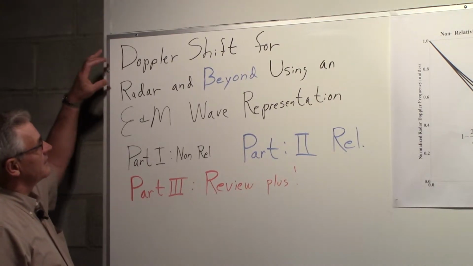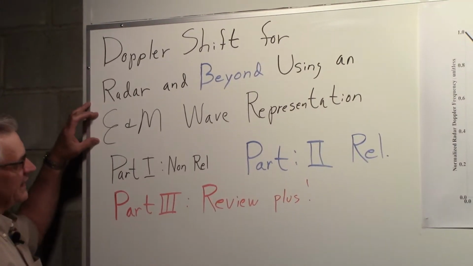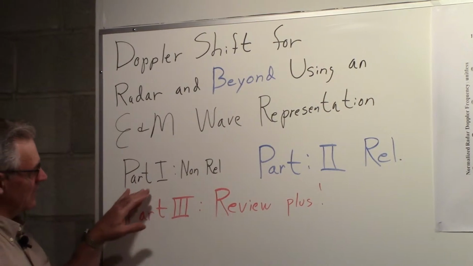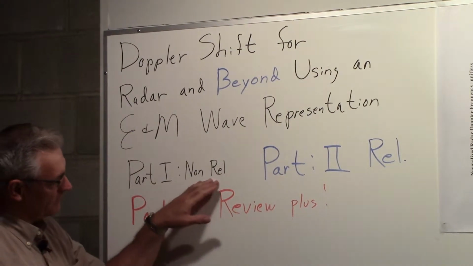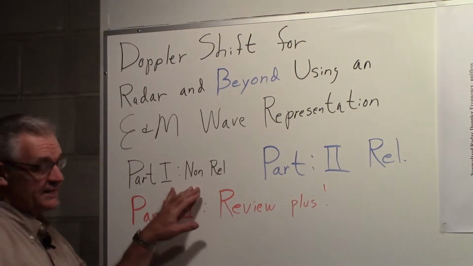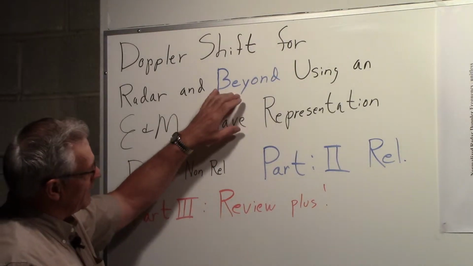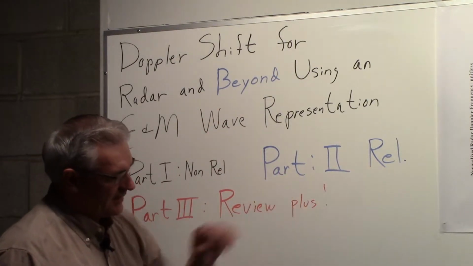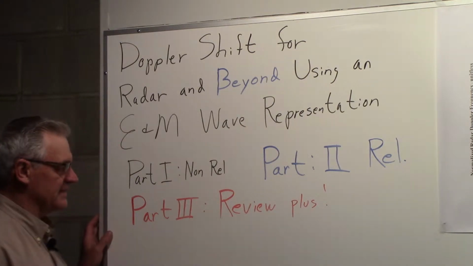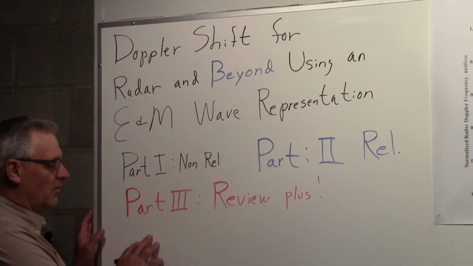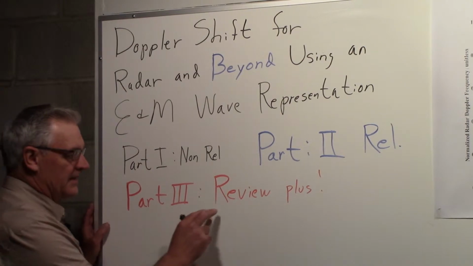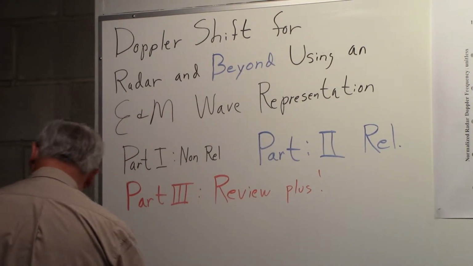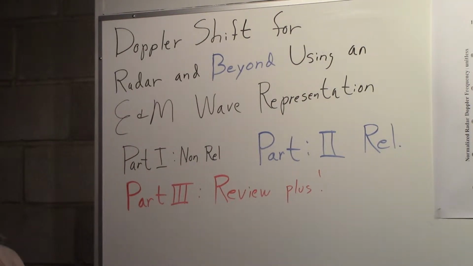Doppler shifts for radar and beyond using an E&M wave representation. We did a part 1, which was the non-relativistic case. And by the beyond, we meant relativistic, and in part 2, that's what we covered, the relativistic case. Now this is part 3, and this is a review plus a little bit.